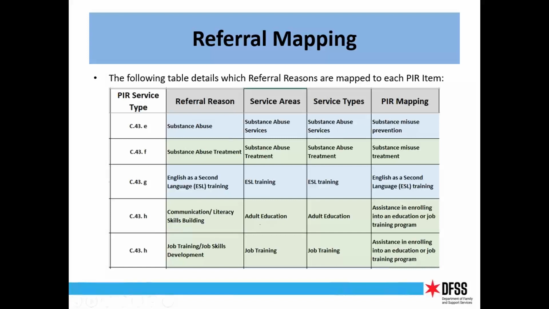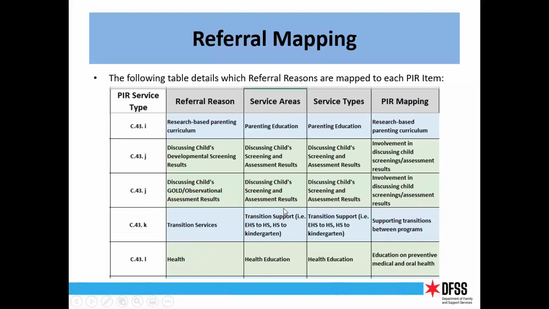So we have, at our previous skills development category, we've also directly put in a job training category, so that those map to the assistance in enrolling into education and job training category. So that will map to C43H. We have added the research-based parenting curriculum because that's the new language on the PIR.